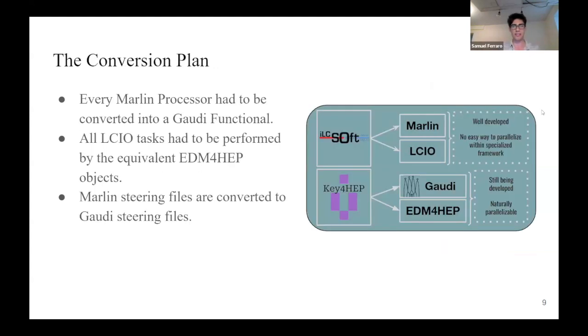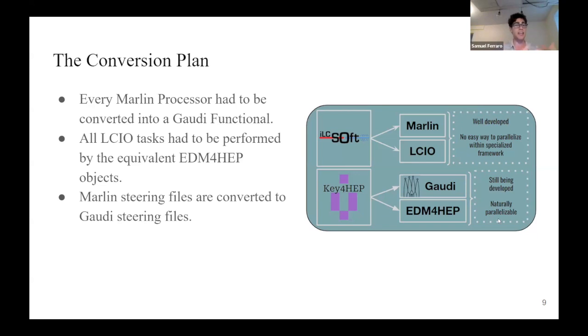That framework is the ILCSoft framework. It uses Marlin, and it uses LCIO as the input-output for data, and it's well developed, well documented online, but you can't parallelize. There's this newer Key4hep software framework that replaces Marlin with Gaudi and LCIO with EDM4hep. It's still being developed, and there's not a ton of documentation online for it. There's some, but not a ton. But the natural parallelizability of it makes it really enticing for this project.